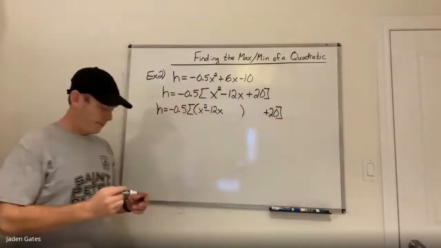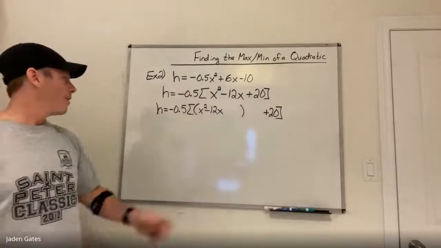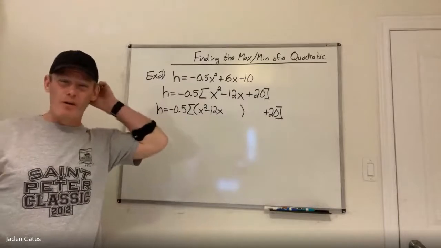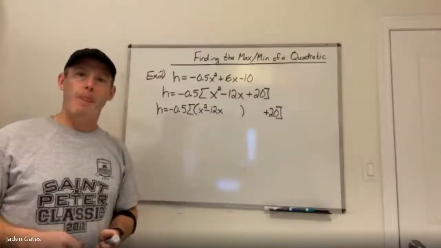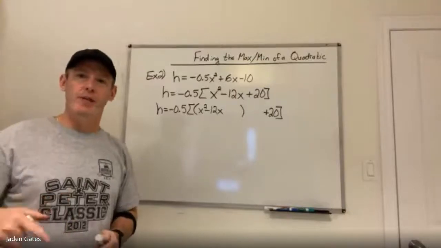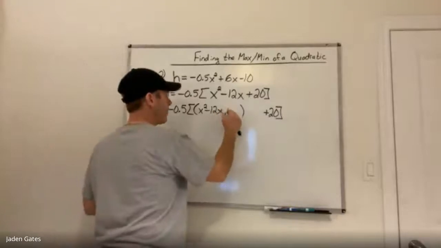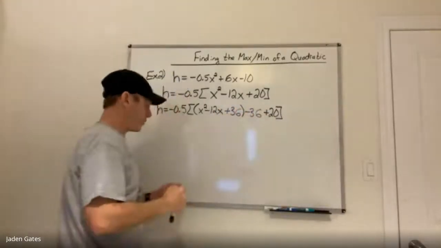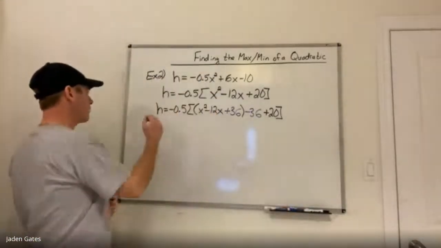All right. So to complete the square, again, I've got to find my magic number here. I look at the number in front of x. It's negative 12. So I cut that in half. I get negative 6. And then I square it. So I take negative 6 times negative 6, positive 36. Again, balance it out. There's my minus 36. All right. So we've got our magic number.